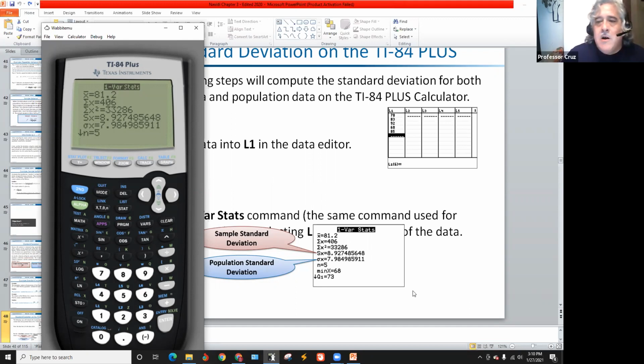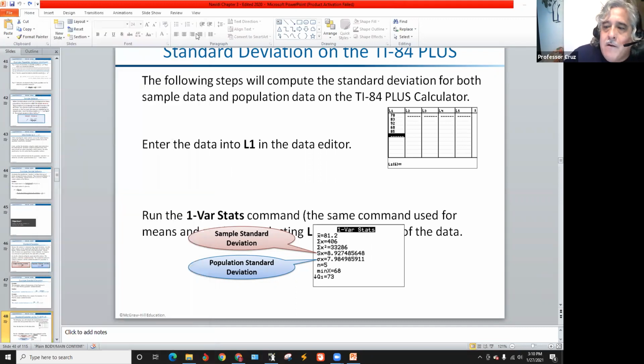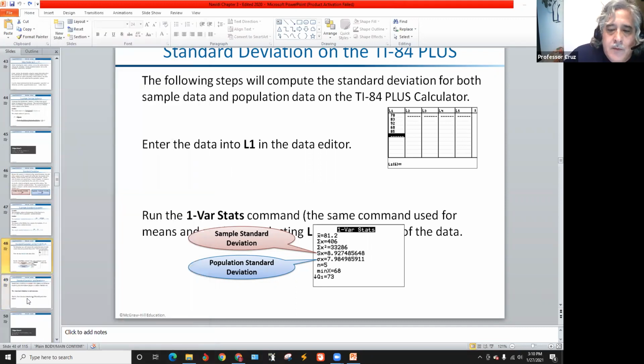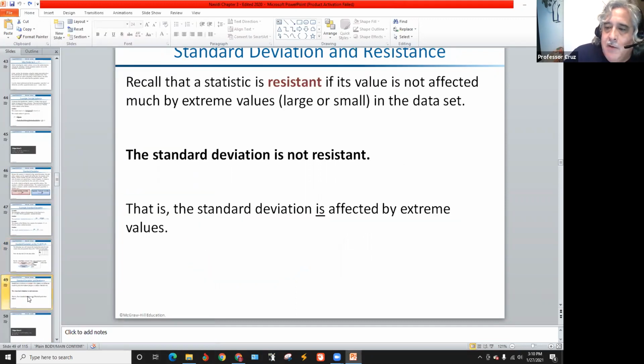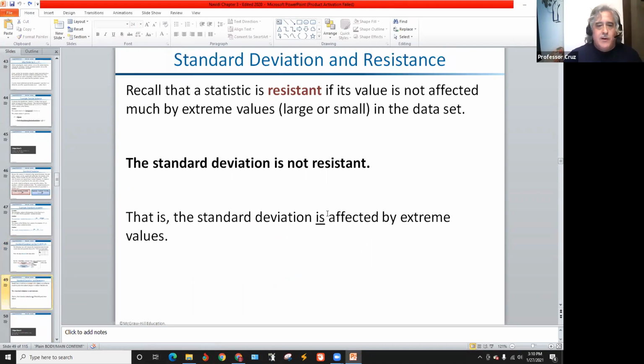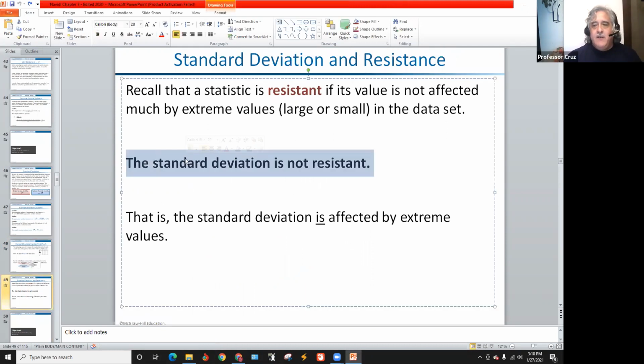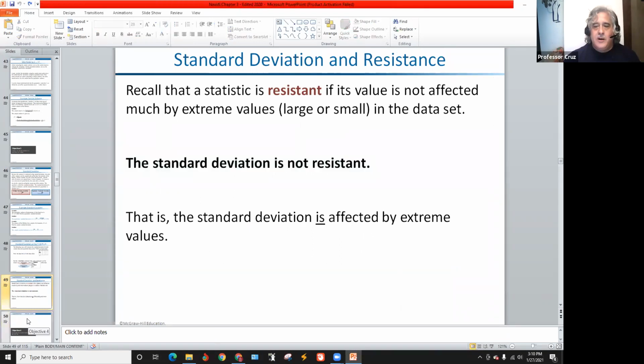All right. So that's probably a good place to stop for now. But this one actually, the standard deviation is also not resistant. An extreme value will pull it in one direction or the other. So that's just in case you asked that.